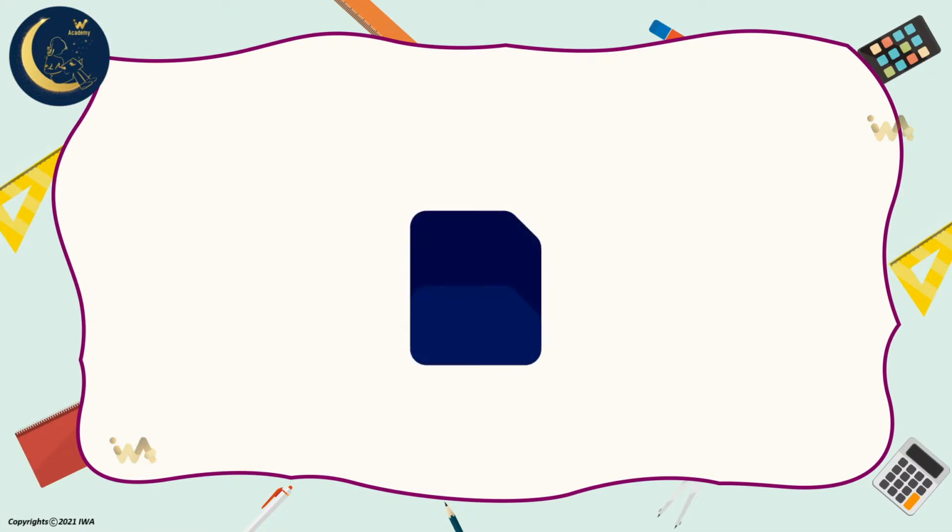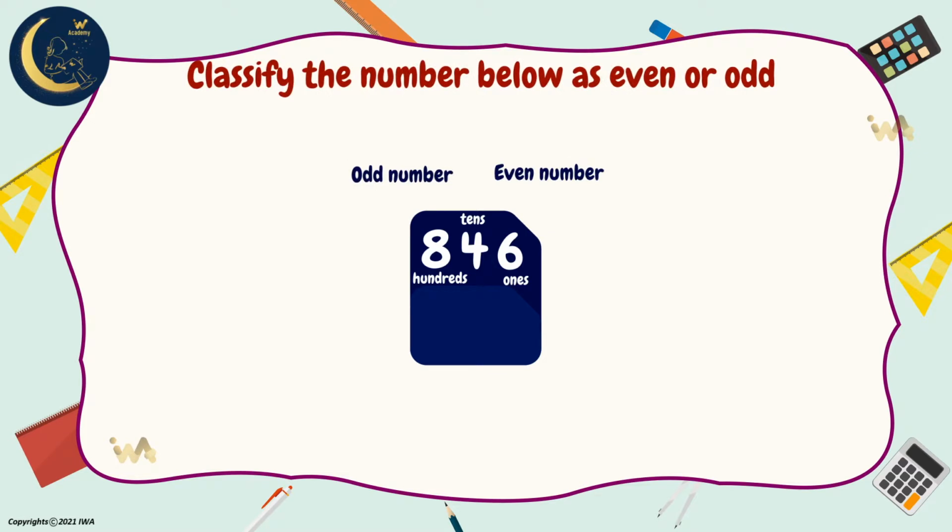Look at this number with me. 846. It is made up of 3 place values: ones, tens, and hundreds. And we want to classify it as even or odd. So, what do we do? Correct. We will first look at the ones place. If the ones place holds an even number, then the whole number is even. And if it holds an odd number, then the whole number is odd. Just as we did with numbers made of 2 place values.